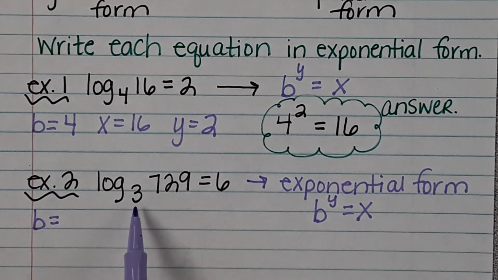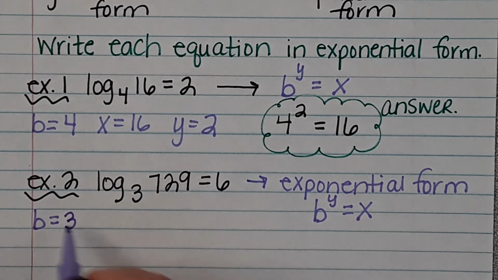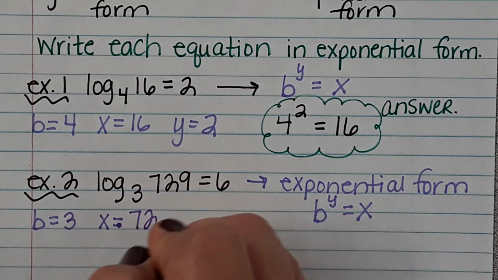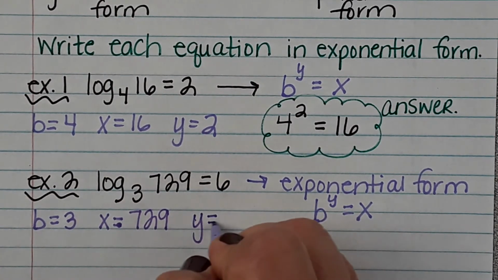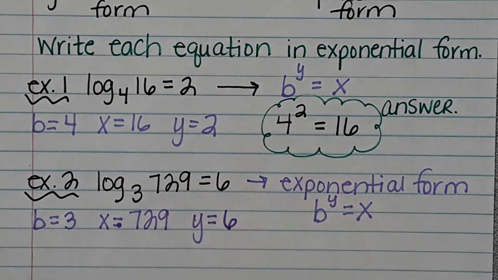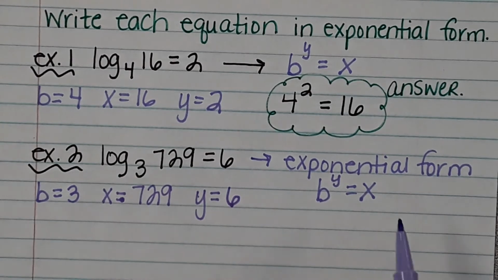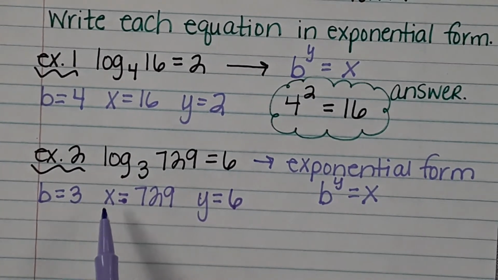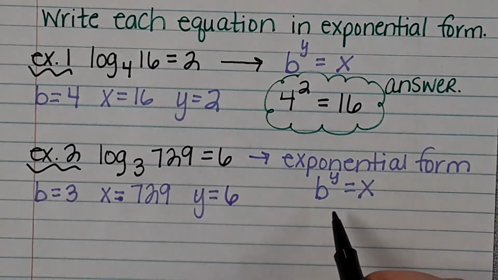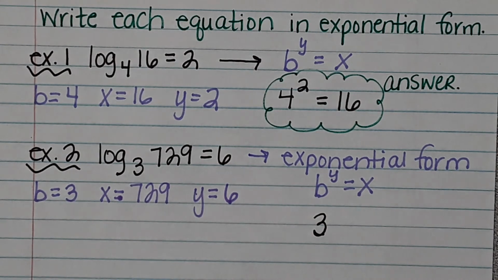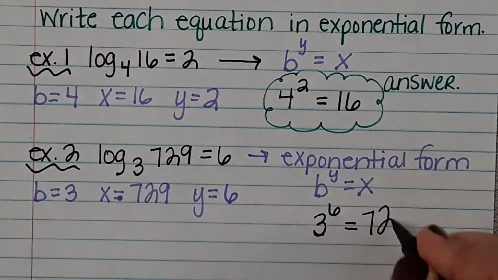So b is going to be 3 because this is always b. X is going to be 729. Y is going to be 6. And what we're going to do is we're going to write it in exponential form. This is logarithmic form. Okay, so what is b? 3. What is my y? 6. And then what is x? 729.